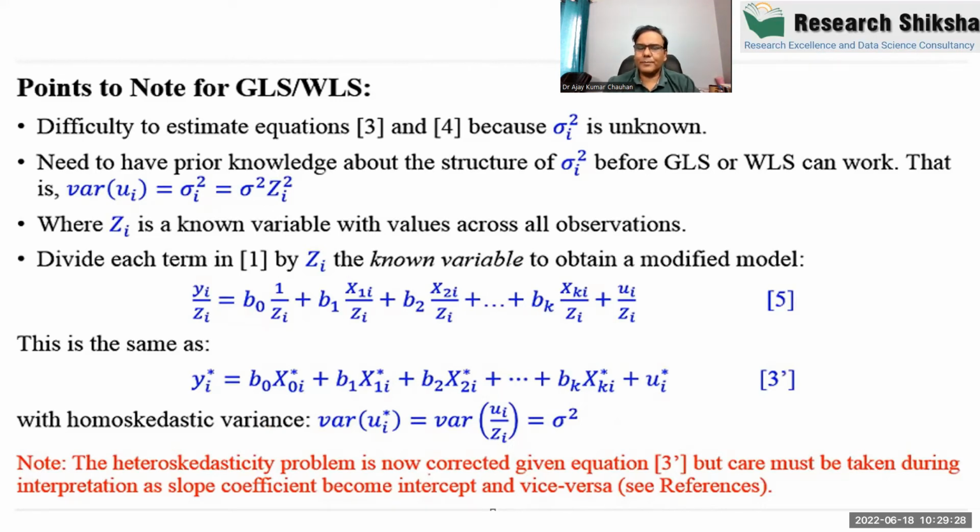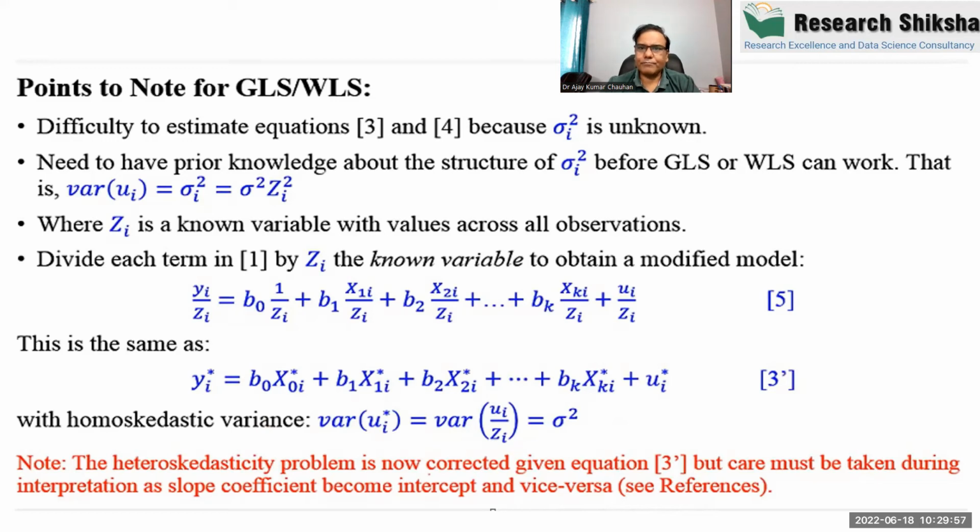Weighted least squares assumes that the heteroskedasticity is coming only because of an independent variable. So if we find the most notorious independent variable, we can take that independent variable in the denominator and rerun the model again. So this is the concept of weighted least squares.